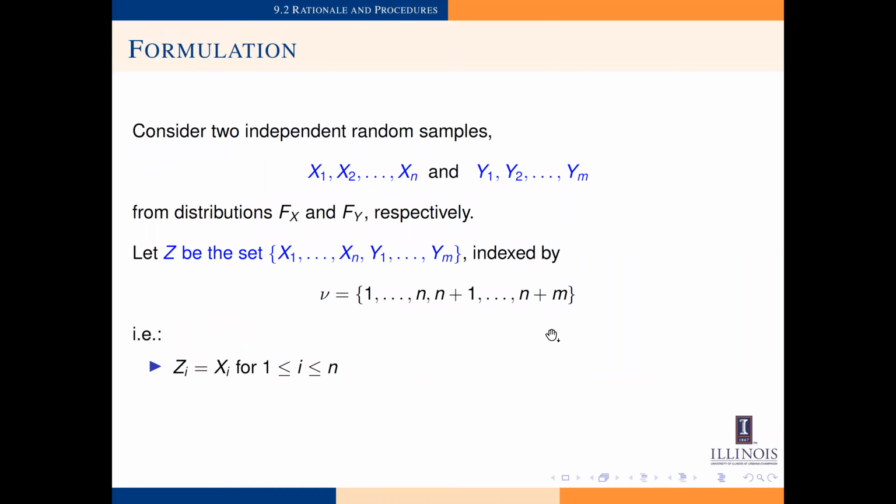In other words, the ith element of Z is going to be equal to the ith element of X if i is between 1 and n. Otherwise, if i is between n plus 1 and n plus m, then the ith element of Z is the (i minus n)th element of Y.